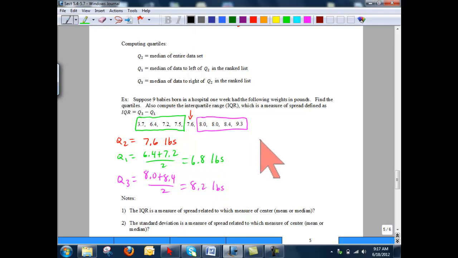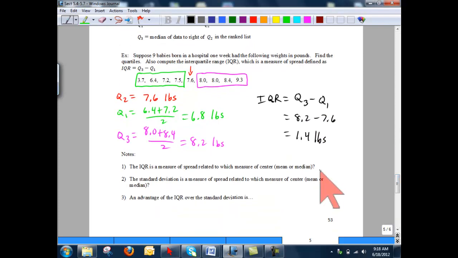Then regarding the interquartile range, or IQR for short, it's defined to be the number Q3 minus the number Q1. So here it's 8.2 minus 7.6 is 1.4 pounds. And this is actually a measure of spread as well. It's sort of like the range, only it's the range between quartiles, these 2 quartiles, rather than the range over all of the data values. We'll talk more about that in just a moment.